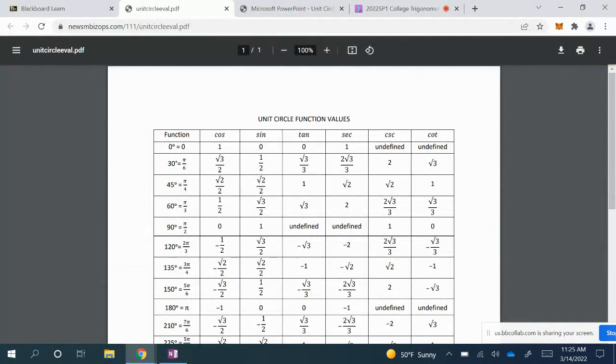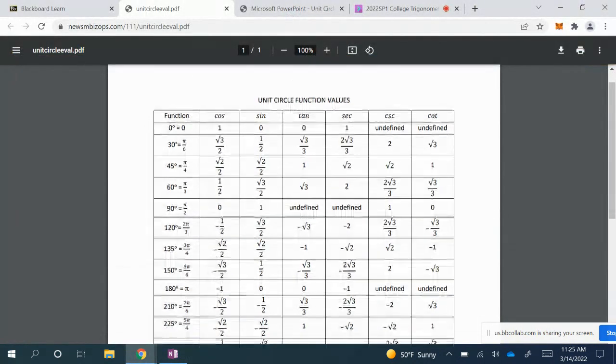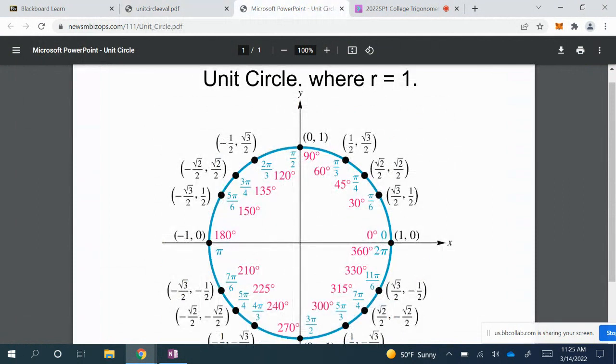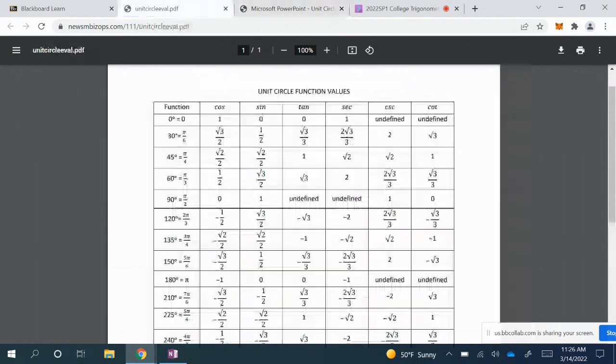Now here you have a choice. You can actually use this unit circle function values chart, and notice it'll give you all 6 trig functions. You can also use the unit circle. However, the unit circle only gives you the cosine and the sine, right? So if you're finding secants or cotangents or that sort of thing, the unit circle may not be helpful to you because you'd actually have to figure those things out.